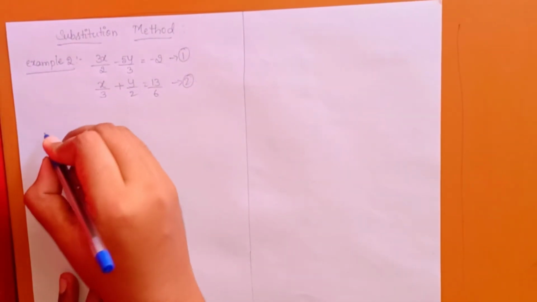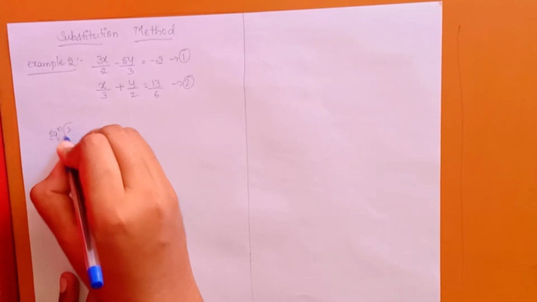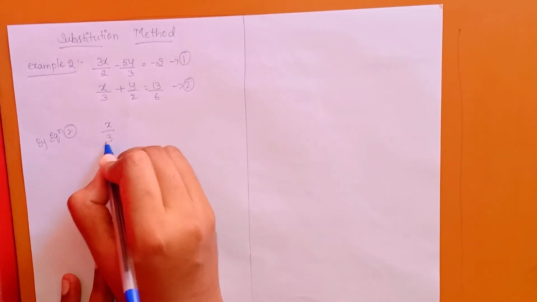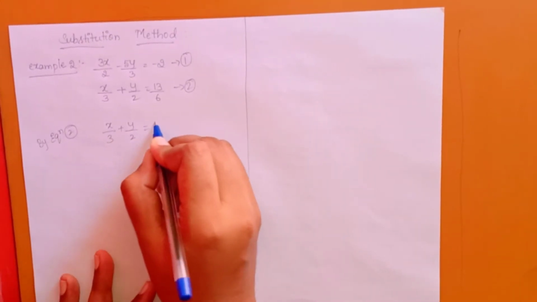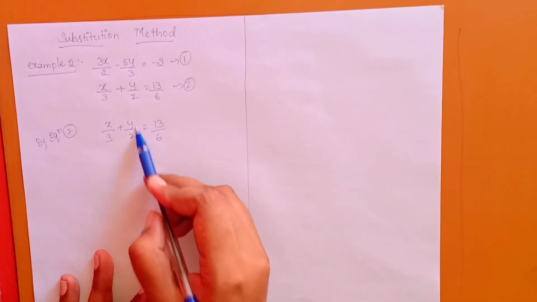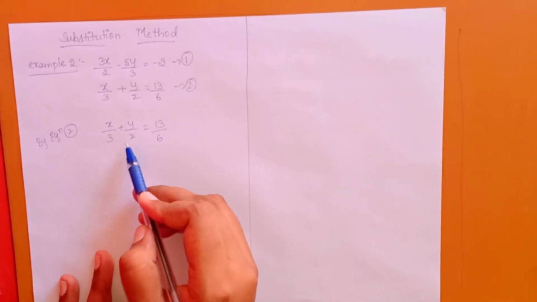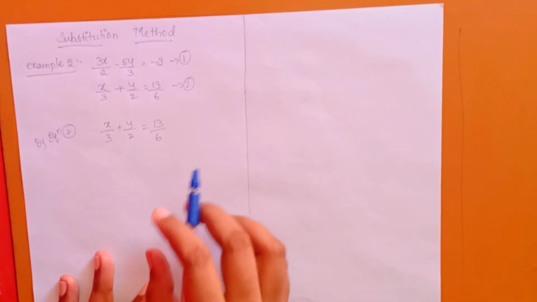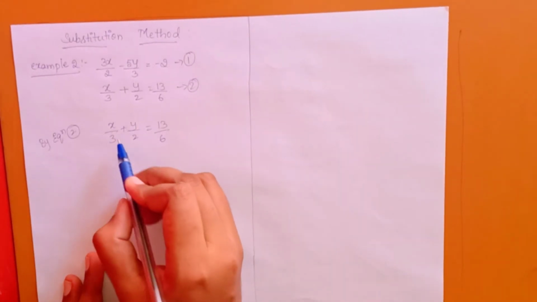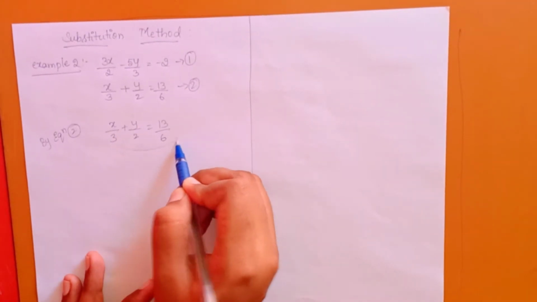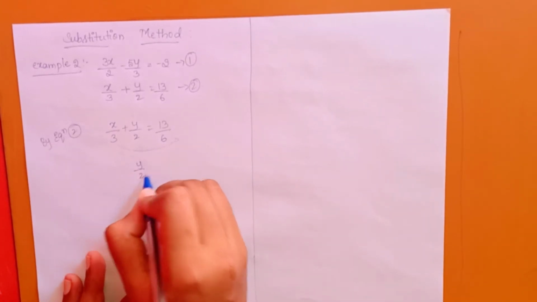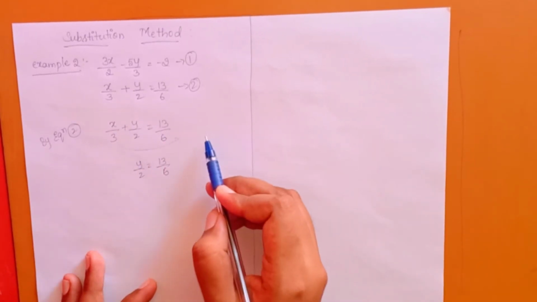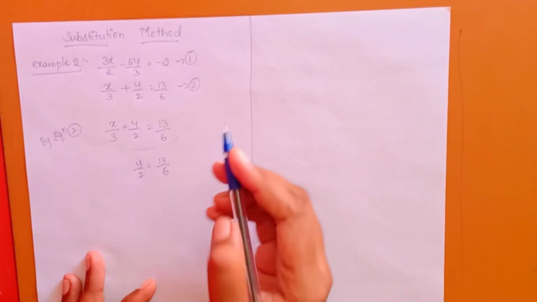So now I'll take equation 2. So what we have, equation 2 is x by 3 plus y by 2 is equal to 13 by 6. Because we need to take any one term, x or y coefficient, and make it equal to something, and we need to substitute that value in equation 1. So here I'll take this x to that side. Then we'll get y by 2 is equal to 13 by 6. This x term, if you take that side, plus x by 3 will become minus x by 3.